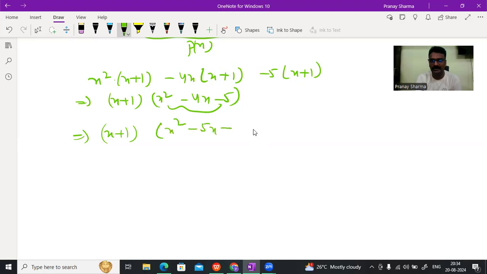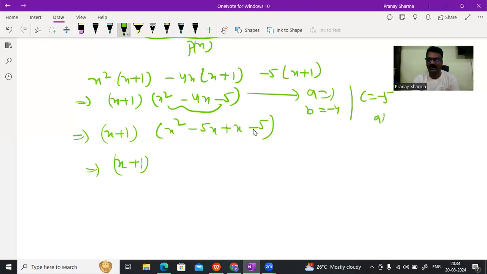So I have split the middle term in this way, right? Minus 5x plus x, which will give you minus 4x, and when you multiply minus 5 and plus 1, you will have minus 5, right? a into c. So here a will be what? 1. b is what? Minus 4, and c is minus 5. Right? a into c will be minus 5 only.